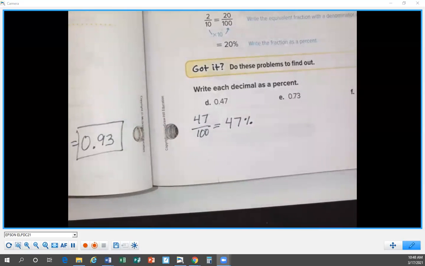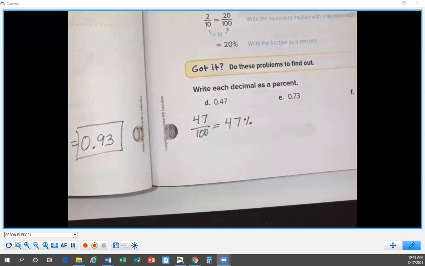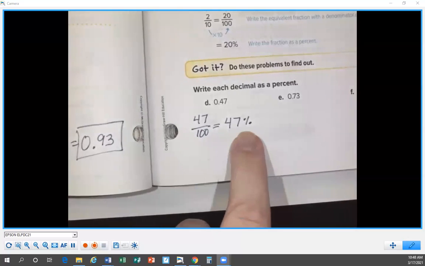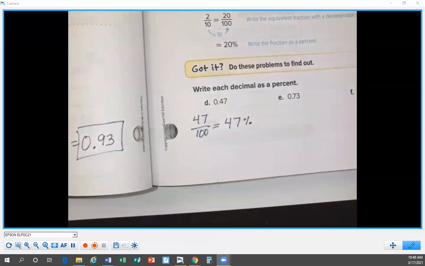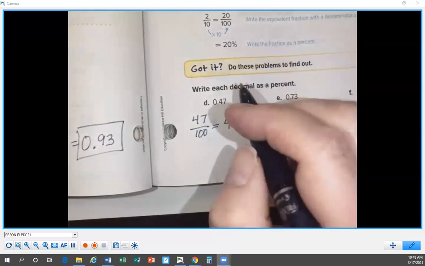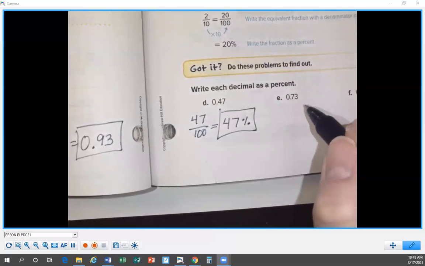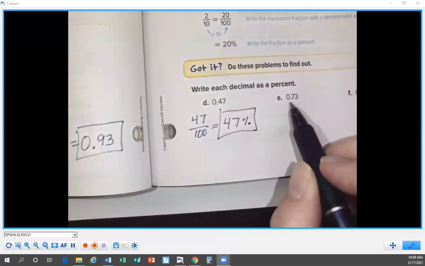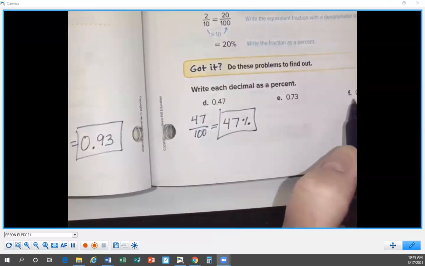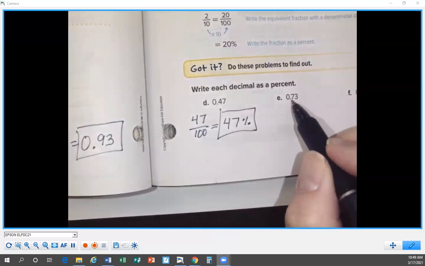When you think of money, this would be 47 cents, which is 47 hundredths of a dollar, or 47% of a dollar. We wouldn't write it this way. Typically with money, we use the decimal. But these are all different representations of the same exact number. They're all equivalent. So we write it as a percent, 47%. I'm going to use the second method for this one, and I'll use method 1 again for letter F. So letter E.